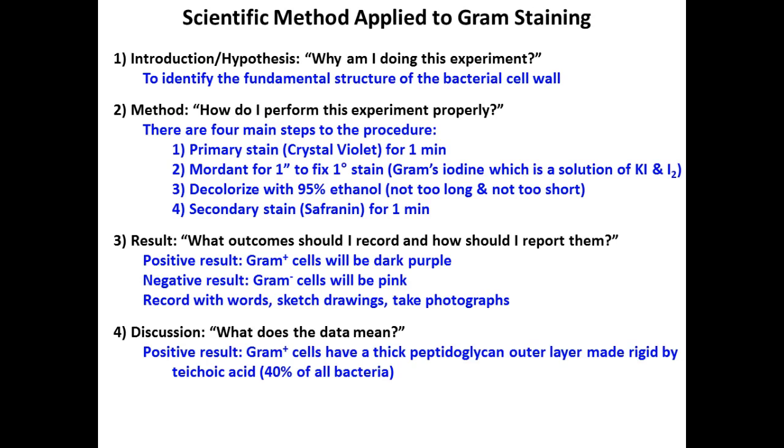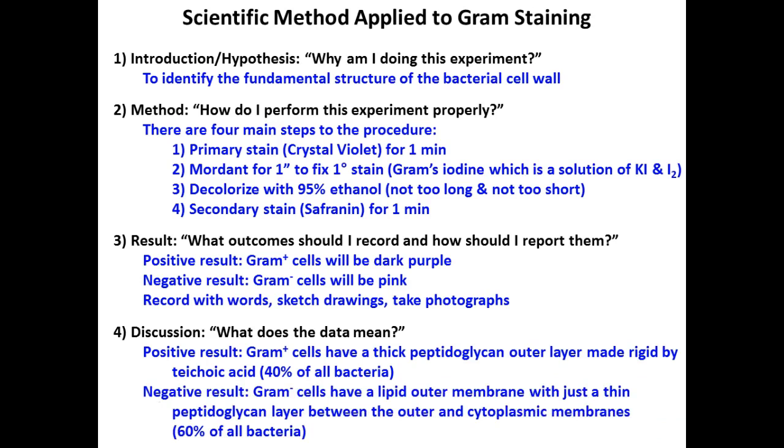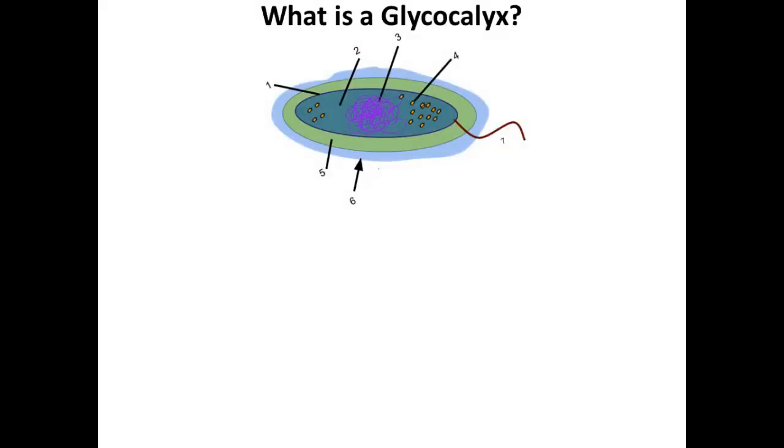Forty percent of the known bacteria are gram positive. The other 60% are gram negatives. For the most part, they're going to have that thin peptidoglycan layer and an outer membrane. There's a few that have no cell wall at all.